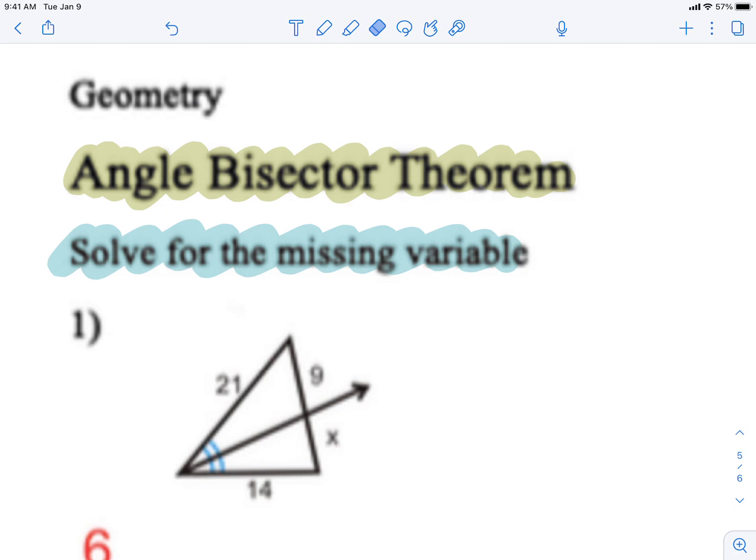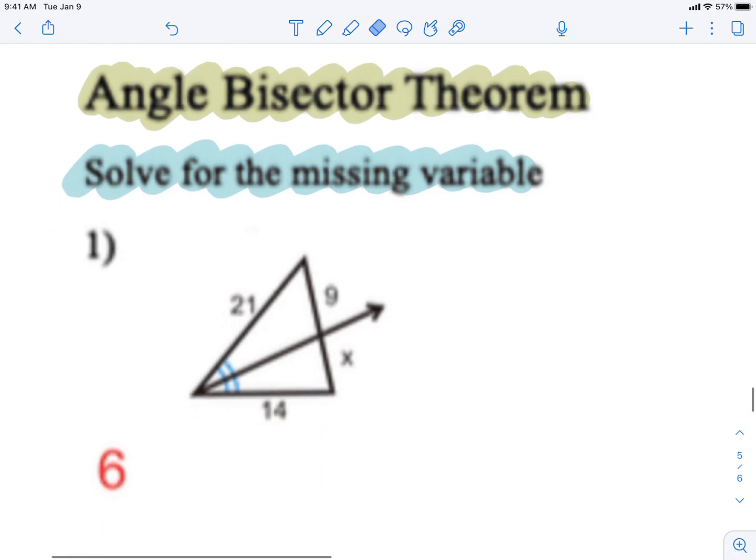Okay, everybody, we're here for this review video of this assignment. The assignment is called Angle Bisector Theorem, and the instructions are solve for the missing variables. So make sure you have paper and pencil out, ready to copy, in order for you to get the maximum amount of points for turning in this assignment.